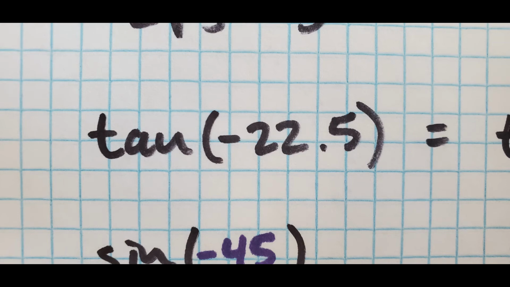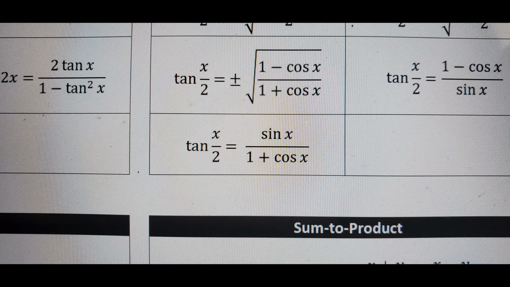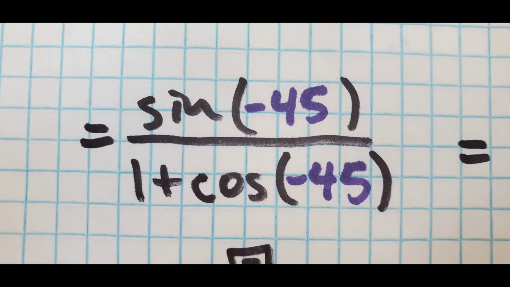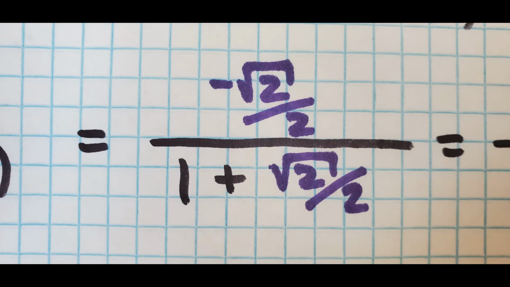All right, so tangent of negative 22.5 is the same thing as tangent of negative 45 cut in half. So we come on here. I'm going to use the same exact version of tangent that I used on the prior problem because it's easier. So sine of negative 45 over 1 plus cosine of negative 45. If we look down here, that negative 45 is the same thing as positive 315. So we're going to get root 2 over 2 and negative root 2 over 2. So this is what we end up with.